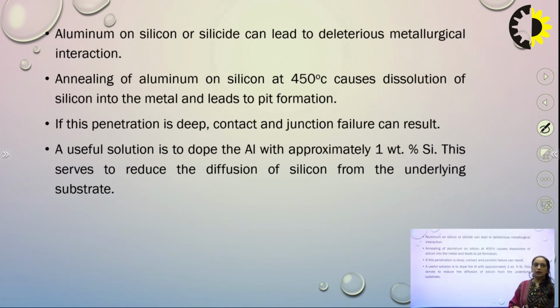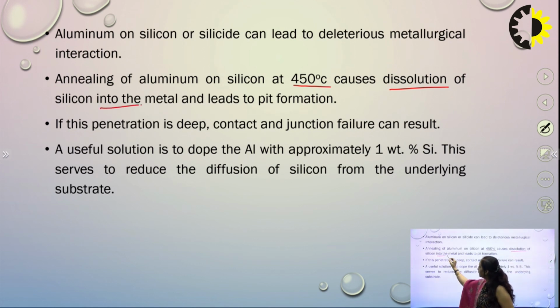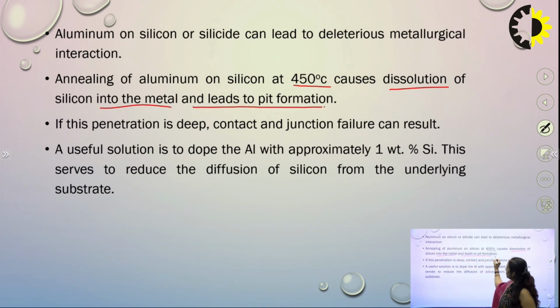Aluminum on silicon or silicide can lead to some metallurgical interaction. Annealing of aluminum on silicon is done at 450 degrees C, which will cause dissolution of silicon into the aluminum metal and lead to pit formation. If this penetration is deep, contact and junction failure can occur. A useful solution is to dope the aluminum with approximately 1 weight percentage silicon. This serves to reduce the diffusion of silicon from the underlying substrate.